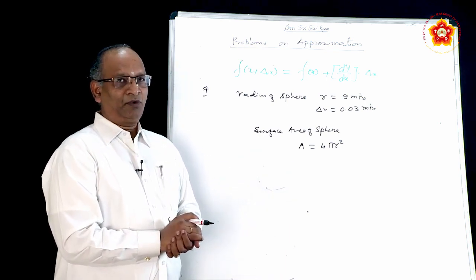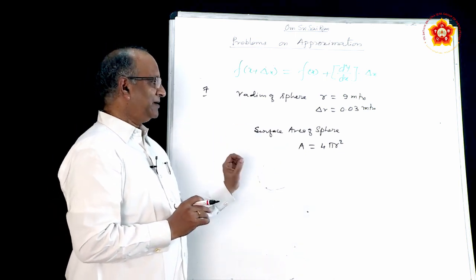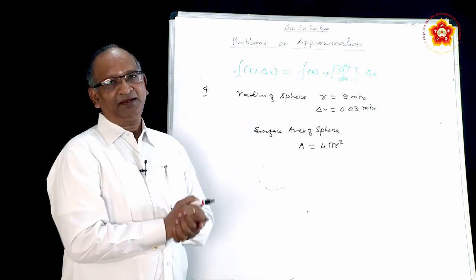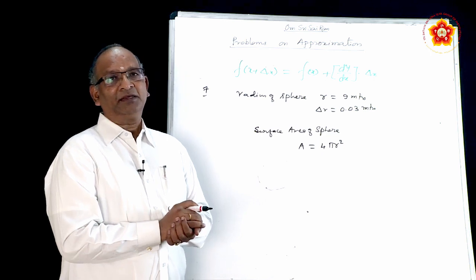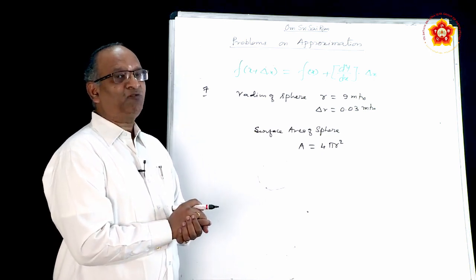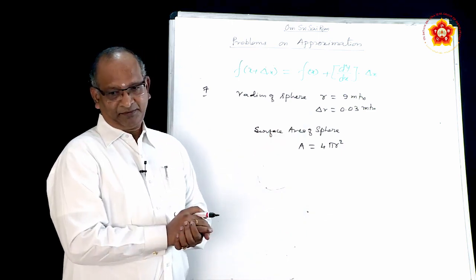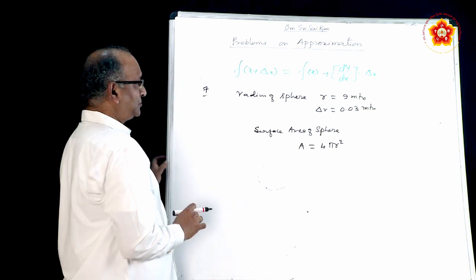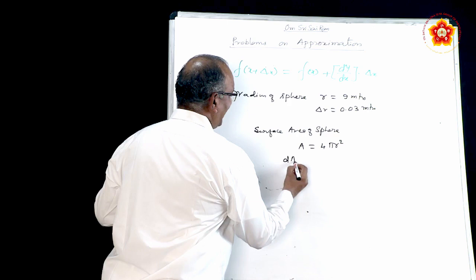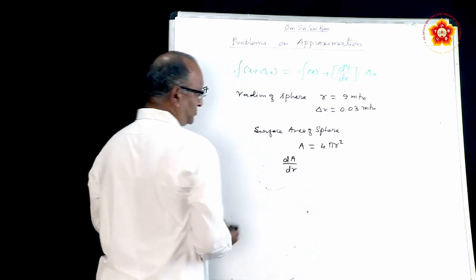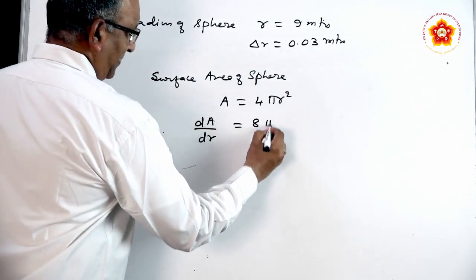Now, we want to find out approximately how much the surface area will differ. What will be the error in measuring surface area if the radius was measured with 0.03 meters error? So, we want to find out dA by dr. First find out dA by dr, calculating, it will become 8 pi r.